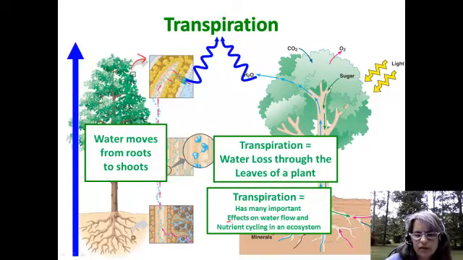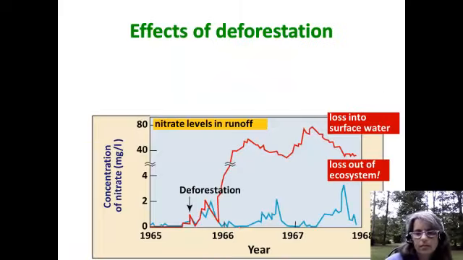Transpiration can have a lot of really important ecosystem effects on water flow, and in particular on how nutrients cycle, whether nutrients get lost from soil or if they get held back in the soil and put up into the plants and so on. So really, really an important concept.